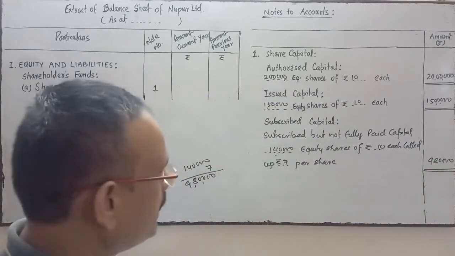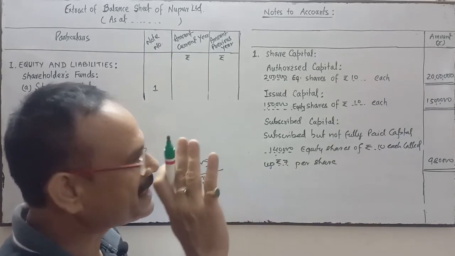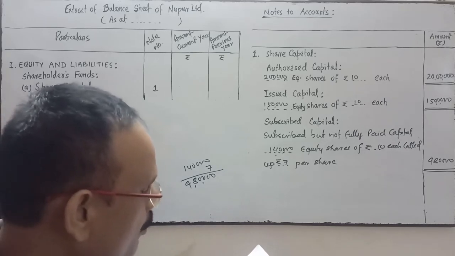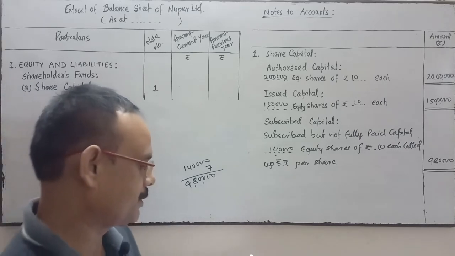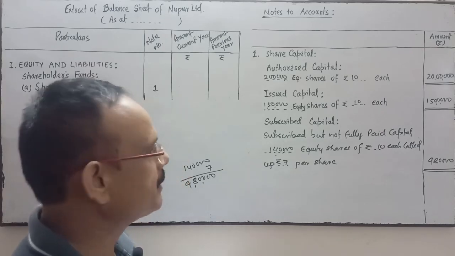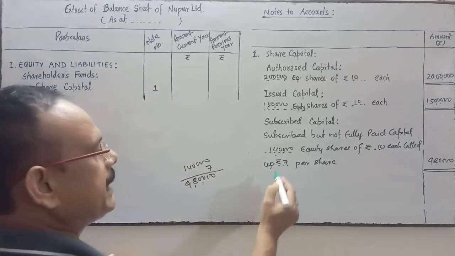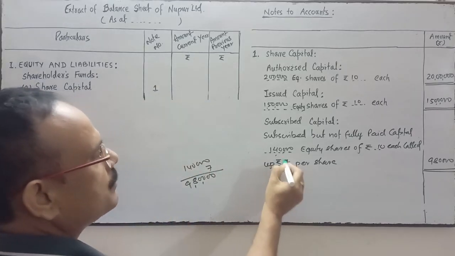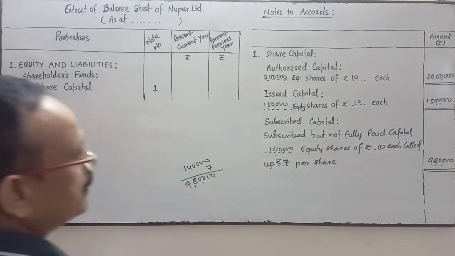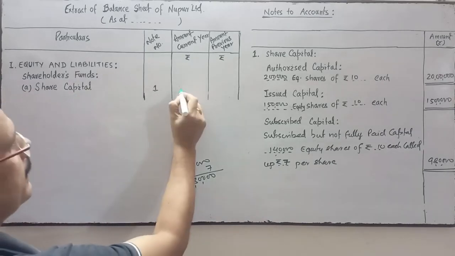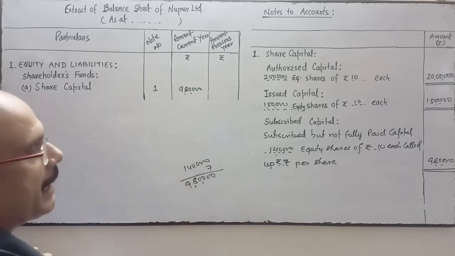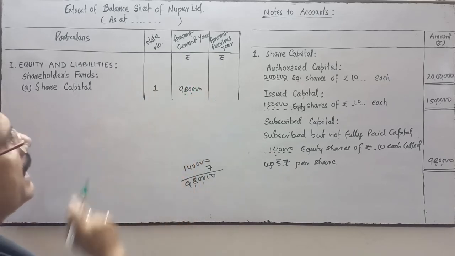1,40,000 equity shares of rupees 10 each, but the director has called only 7 rupees per share up to 31st March. And the money called was duly received. Whatever money is called, that money was duly received. So 1,40,000 into 7, 9,80,000 comes under the subscribed capital. So this will come over here. 9,80,000 is your paid up capital. You have to write it over here.